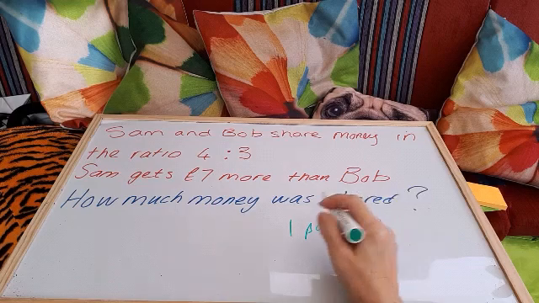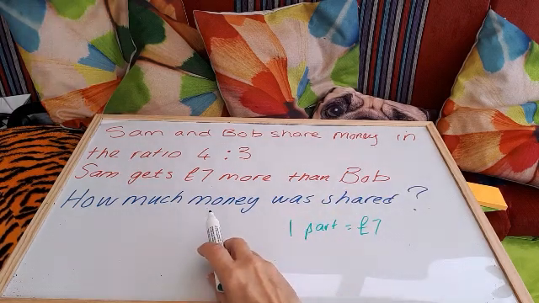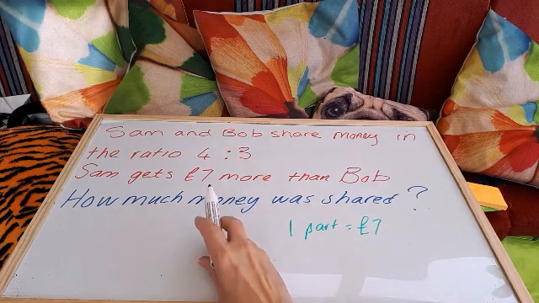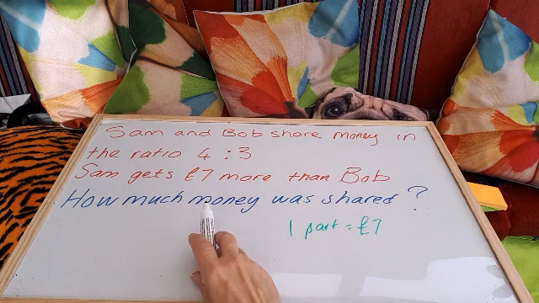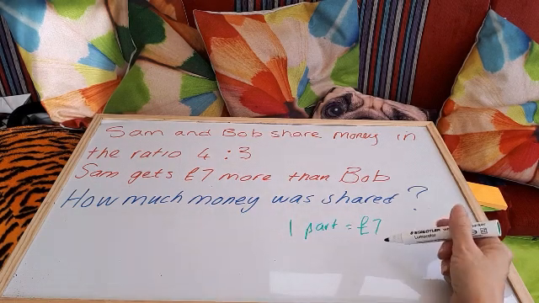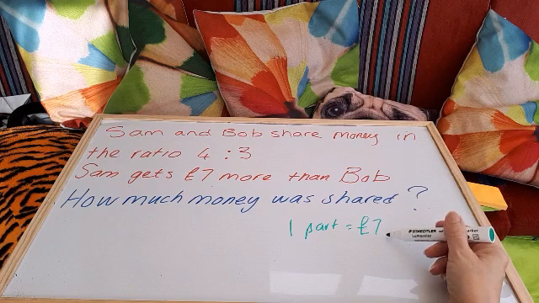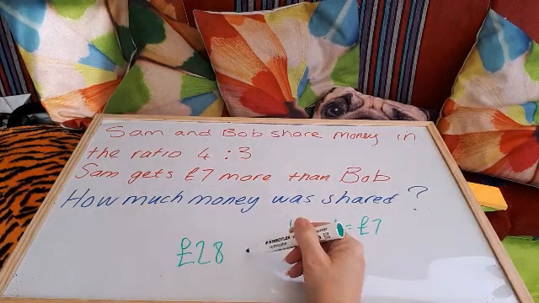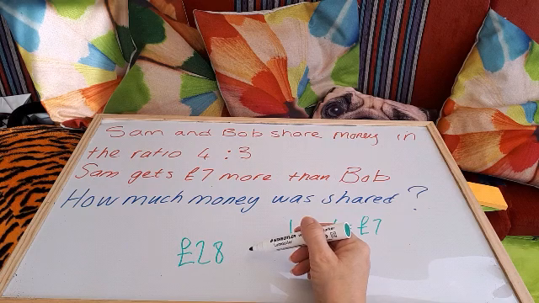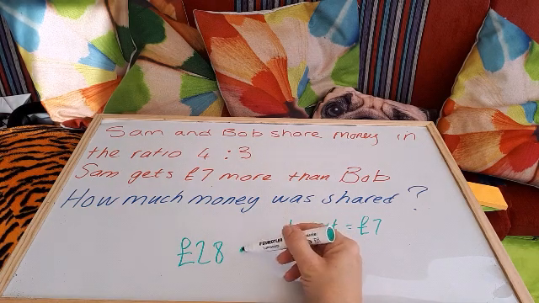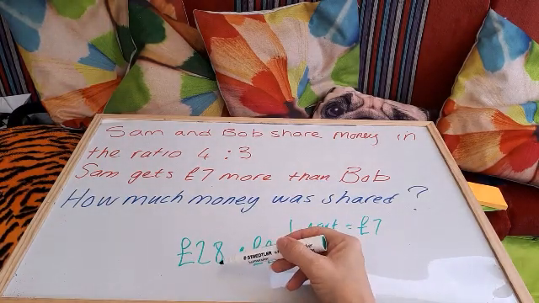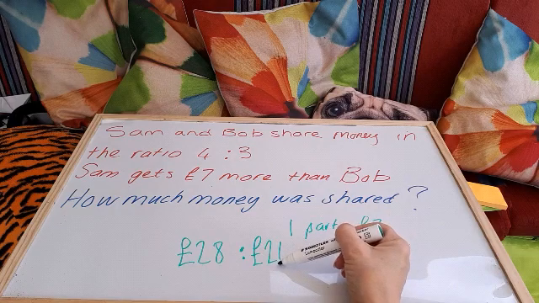£7. We know this because Sam gets £7 more and he gets 1 more part because the ratio is 4 to 3. So that's 1 part more and £7 more. So if 1 part is £7, the total that Sam would have got is 4 times 7, which is £28. The total that Bob would have got is 3 times 7, which is £21. We can see that this is true. Sam has got £7 more.